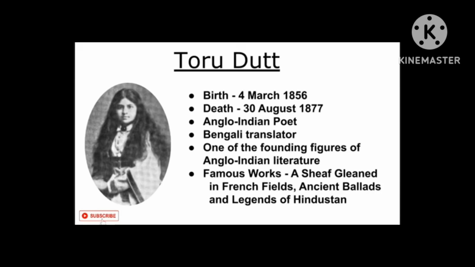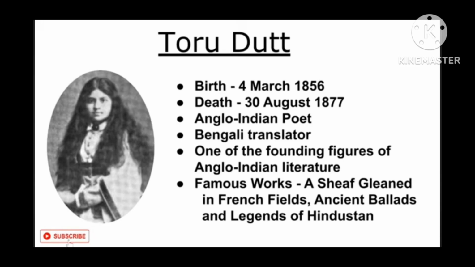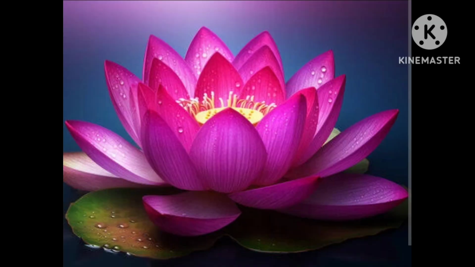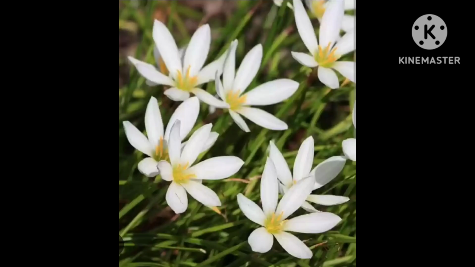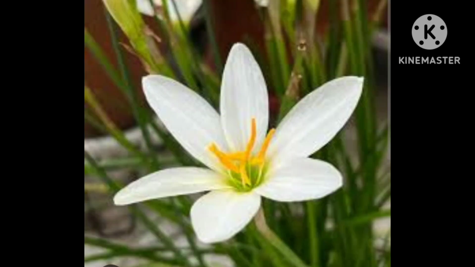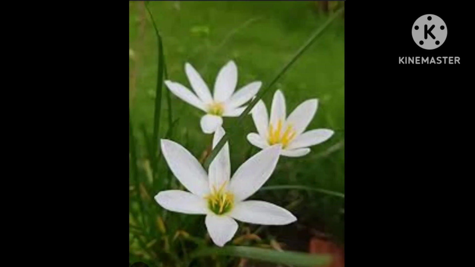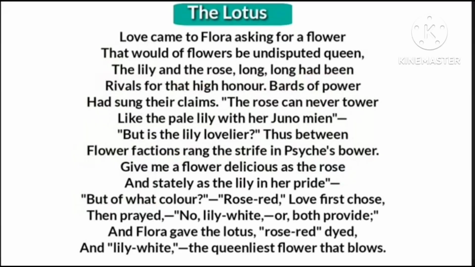Some of her famous works are Sheaf Gleaned in French Fields and Ancient Ballads and Legends of Hindustan. The Lotus poem is from Dutt's Ancient Ballads and Legends of Hindustan. The poem enacts a type of fable in which the personified figure of Love comes to Flora, the Roman goddess of flowering plants, asking her to create the most beautiful flower in the world.